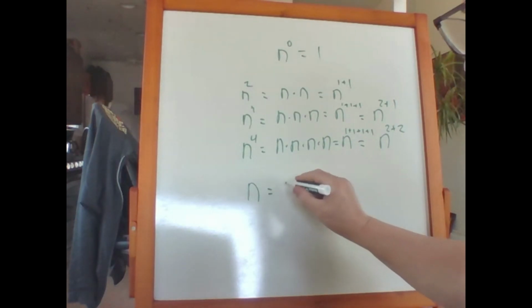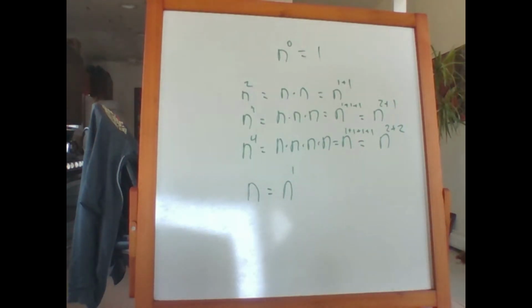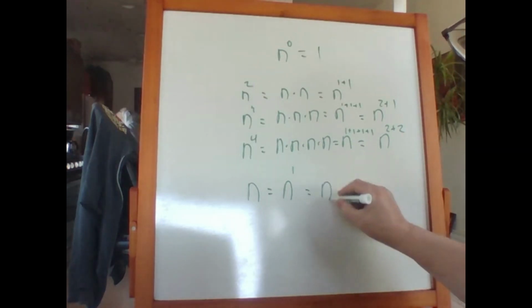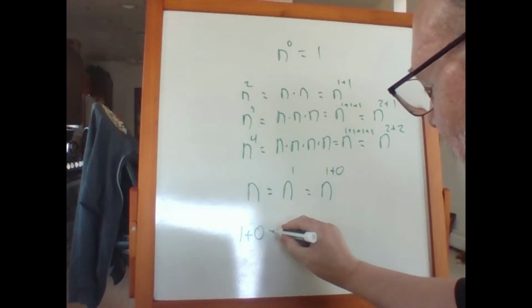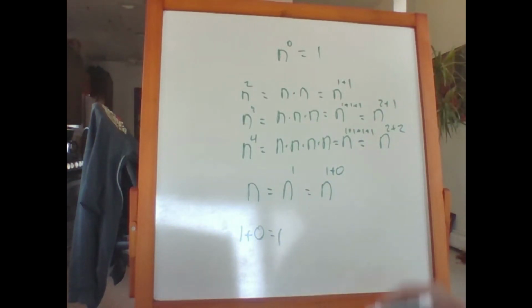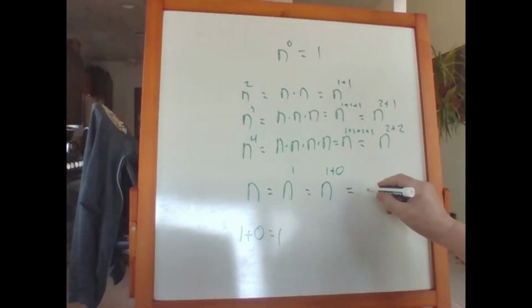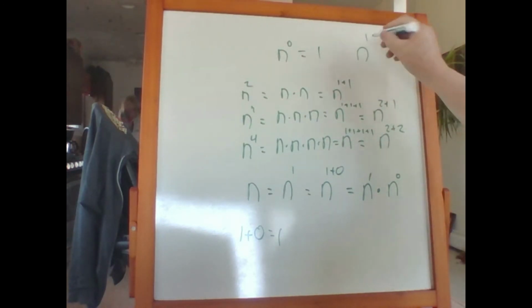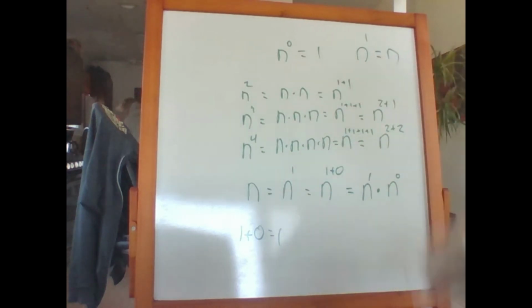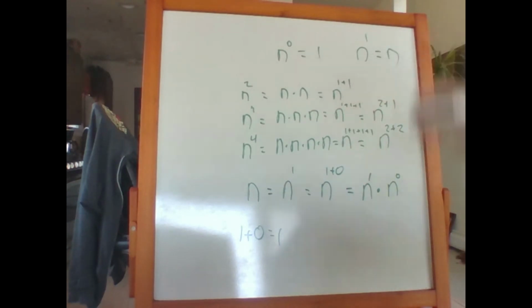N is equal to n to the 1. Okay? And n to the 1 can be equal to n to the 1 plus 0, because 1 plus 0 equals 1. And so what does that mean? That means that we have n times n to the 0. And for an n, any power to the first is itself. Okay? So n to the 1 is equal to n.